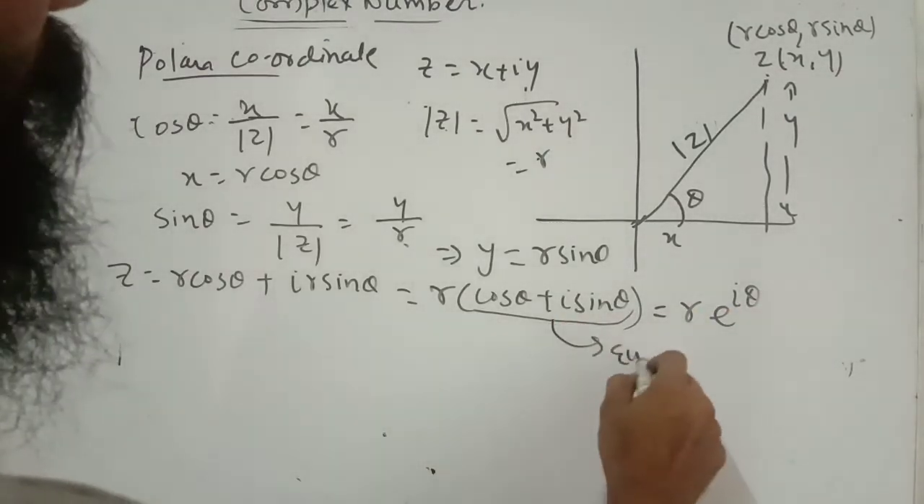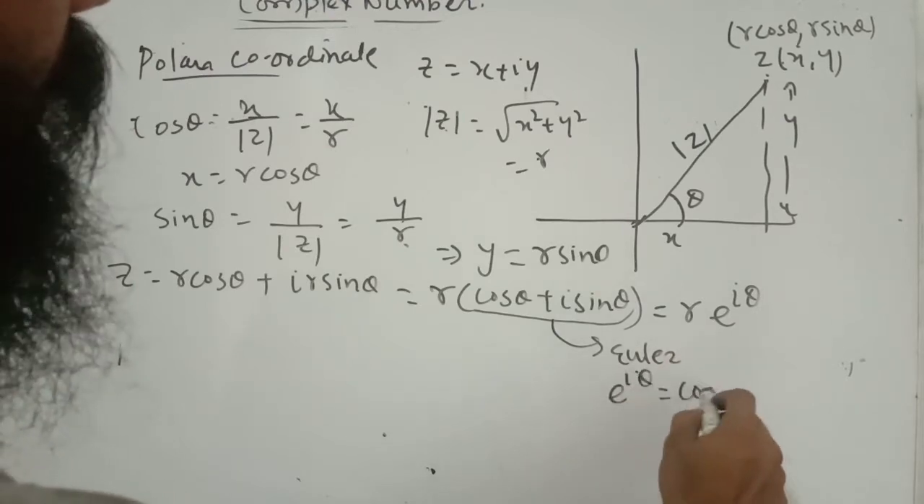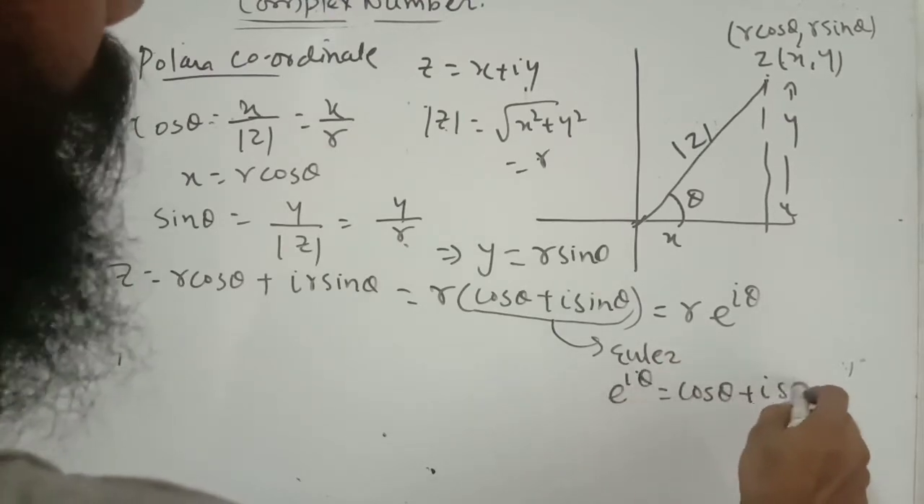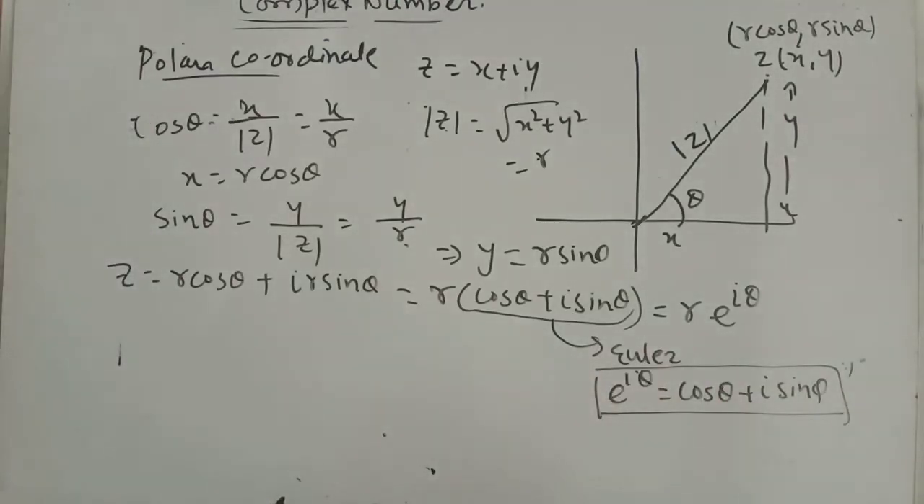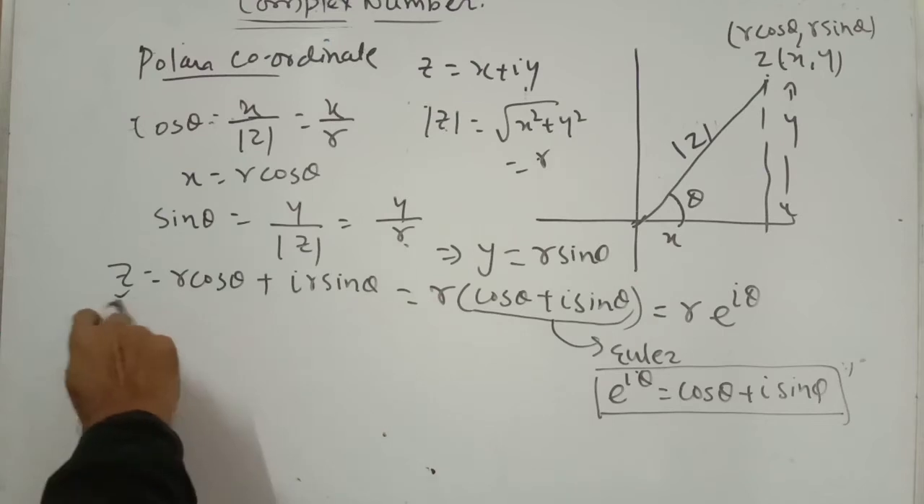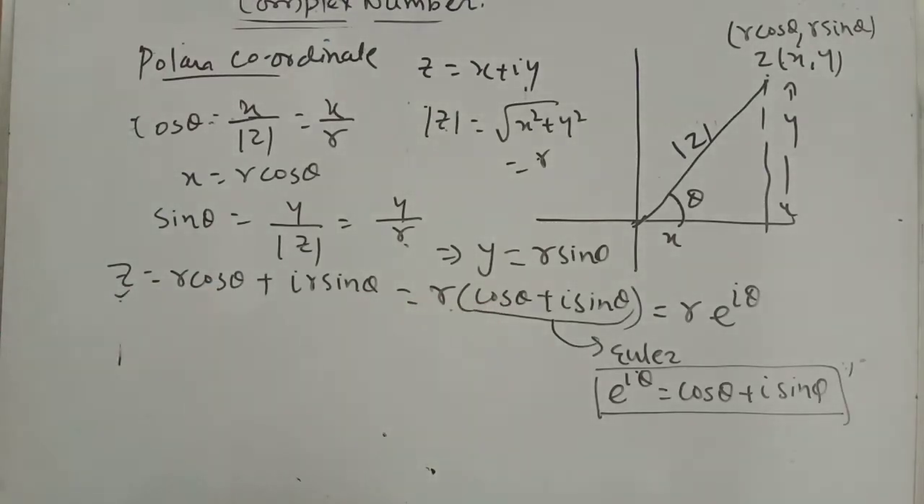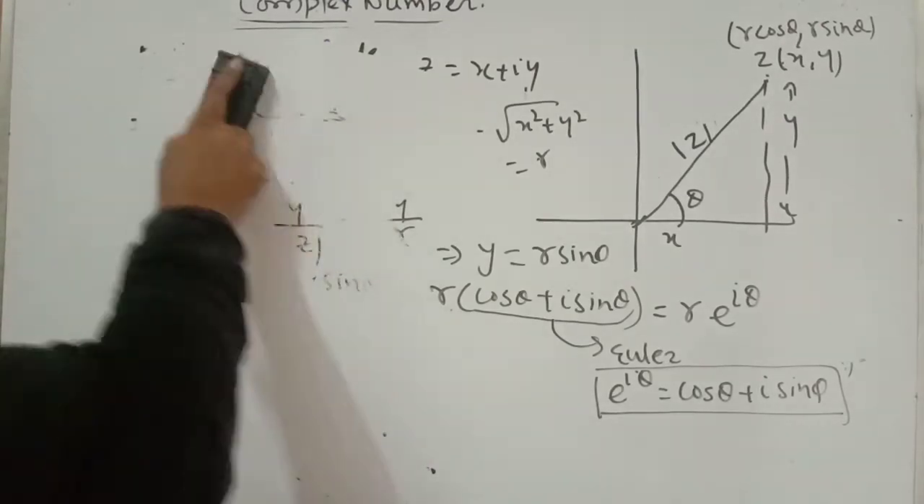By Euler's formula, e to the power i theta is written as cos theta plus i sin theta. Remember this one, it is very important for solving large problems in small time. So when you write in polar form, the complex number becomes r times cos theta plus i sin theta. After that I am giving an example of the procedure for finding the principal value of the amplitude of any complex number.